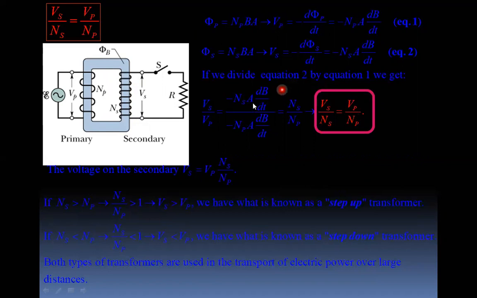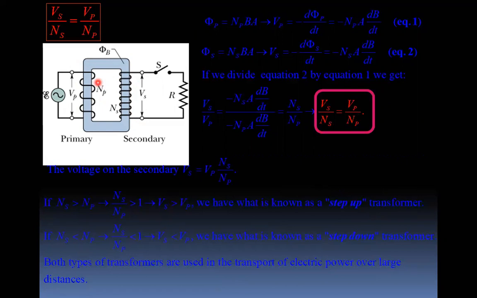If you divide equation 2 by 1, Vs by Vp, you'll get Ns by Np. So Vs by Ns we can write as Vp by Np. It means if Ns is greater than Np, that is, the number of turns in the secondary is greater than the number of turns in the primary, then we have what is known as a step up transformer. Basically, if the number of turns in the secondary is higher, the induced EMF will be much higher than the given voltage Vp. So we can say that it is a step up transformer.